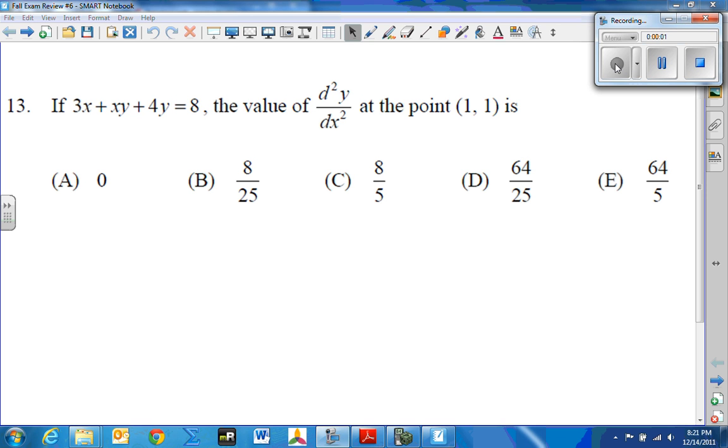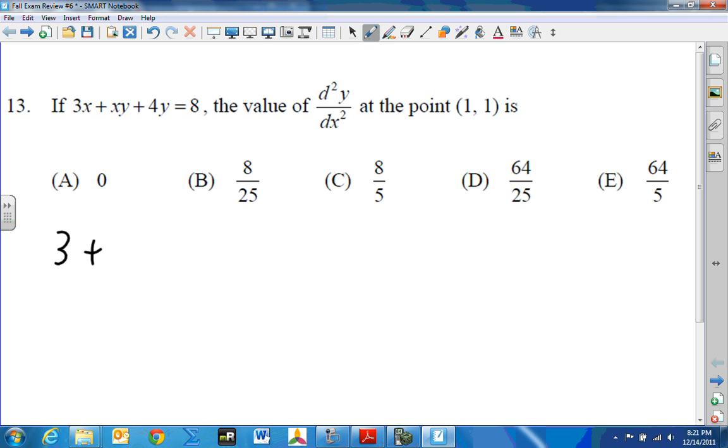Okay, here we are asked to find the value of the second derivative at a specific point. So we start off by finding the derivative of this. We have x's and y's being multiplied, so it's probably going to mean implicit differentiation. So we take the derivative and we get that it's 3 plus x times y prime, plus y times the derivative of x, which is just 1, plus 4 times y prime equals 0.